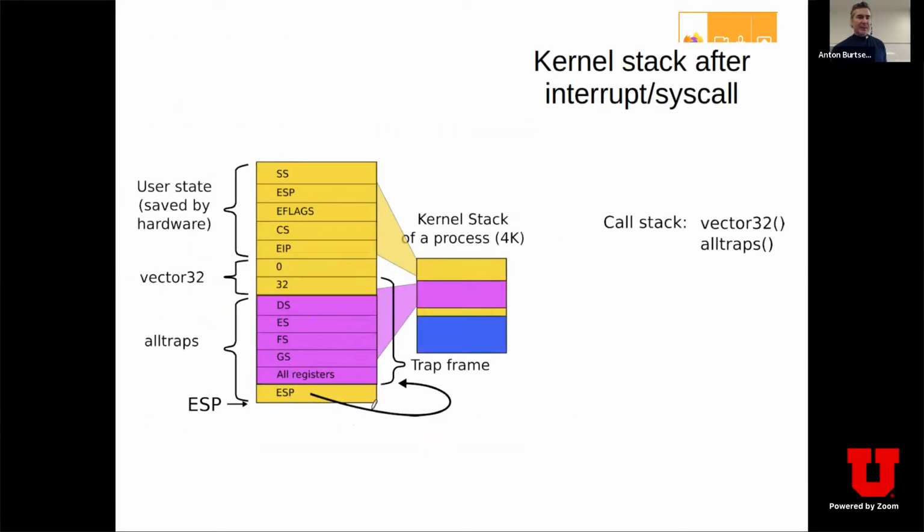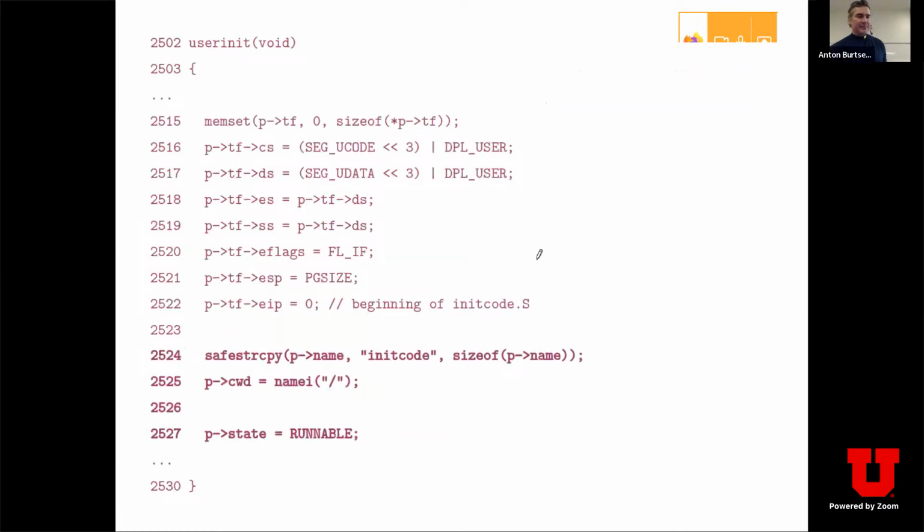Okay, cool. So at this point, we will configure this trap frame, and then we say the name of this process is initcode. Current directory is namei, which is a function which opens an inode by the path, essentially. Remember, we looked at it when we did the exec. And at this point, we can say the state is runnable. So if the scheduler finds this process later on, it will happily switch to it and run.